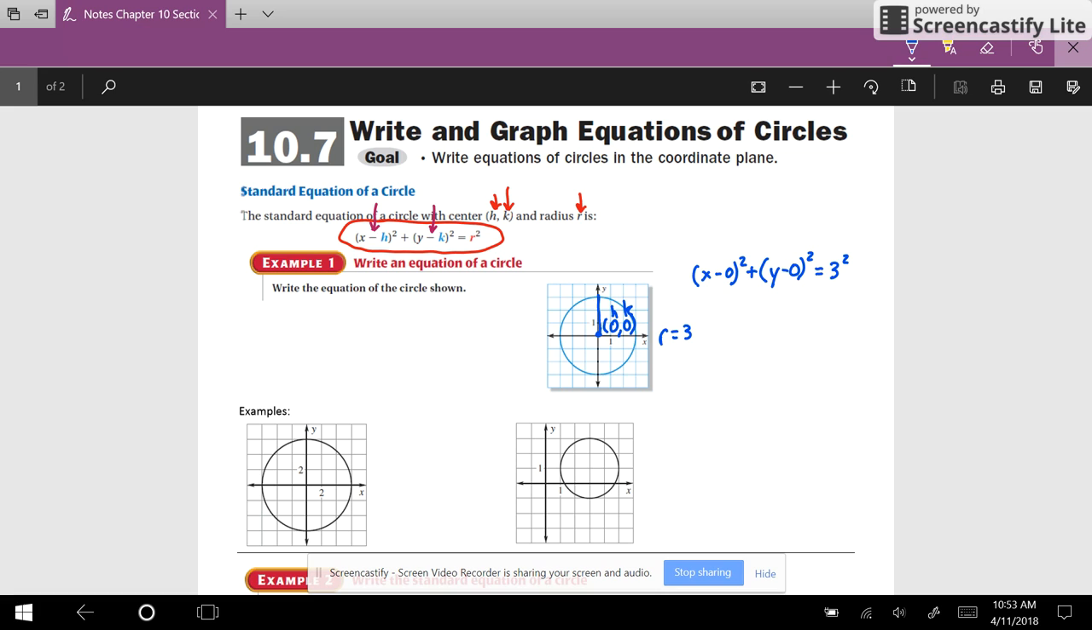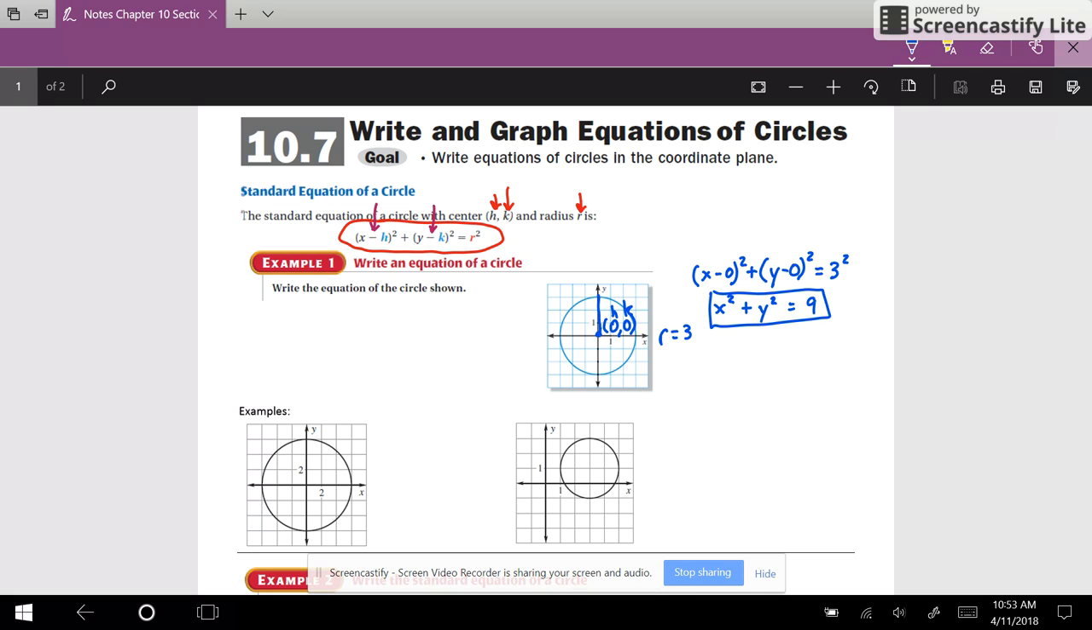This can now be simplified further. The first set of parentheses says x minus 0. Well, if you subtract 0 from x, you still just have x. So if it's a 0, I really get to drop it, and then since I'm dropping that, I can drop the parentheses also, so I just have x squared. Plus over here, y minus 0, that's the same as y, and so just y squared. Equals 3 squared, we would call 9. So there's the simplified answer. That's the equation of that circle: x squared plus y squared equals 9.